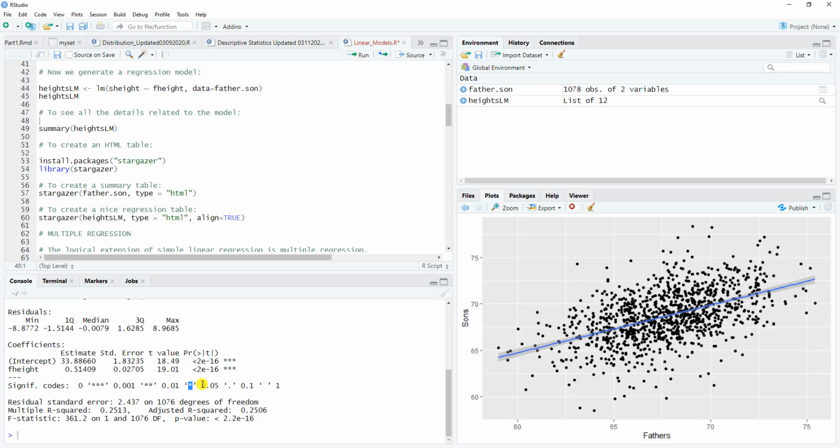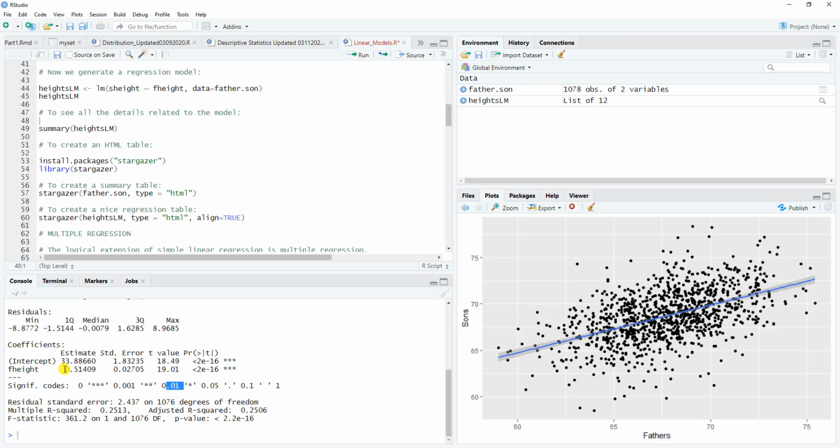Now, some scientists would also accept 0.05, which is 5%, but I haven't seen people really going above 5%. So 5% means you're 95% confident that this relationship, this estimate, is valid. Most scientists would go for a much more stringent standard, and they would at least require 99% confidence.